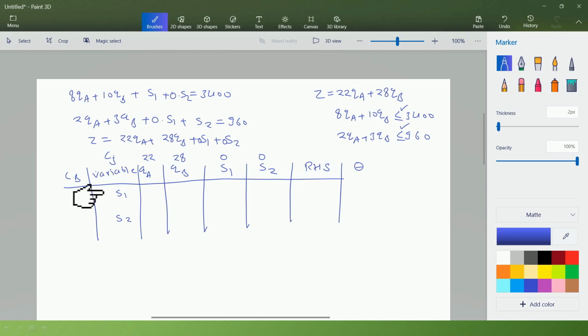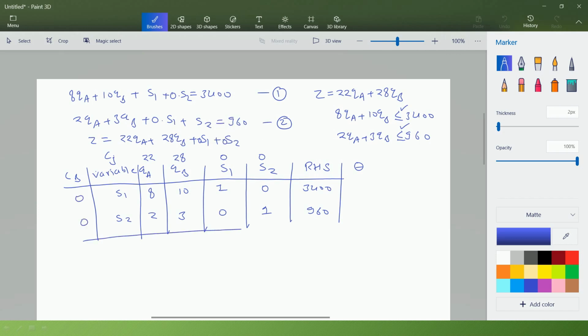This S1 represents equation number 1. So here the coefficient of QA is 8, the coefficient of QB is 10, here it is 1, this is 0, and here I have 3400. For S2, this is for equation 2, we have 2, 3, 0, 1, and 960. Now here we have the coefficients of S1 and S2, which are 0, 0.